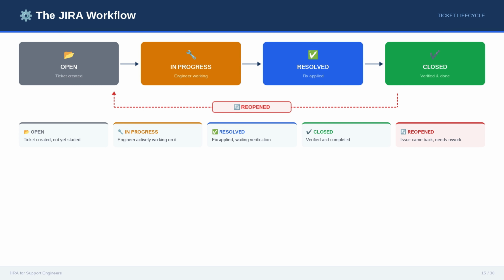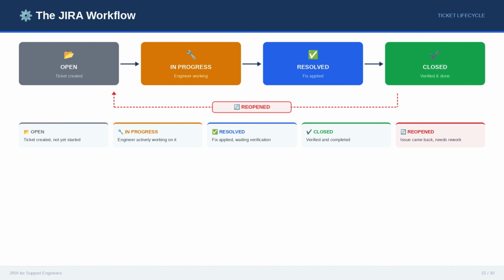In progress. An engineer has picked up the ticket and is actively working on it. The status is changed to in progress, and the engineer is assigned. Resolved. The engineer has applied a fix. They believe the issue is resolved. But we're not done yet. We need verification. Closed. Someone has confirmed that the fix worked. The service is restored. The issue is verified and done. Now the ticket is closed.